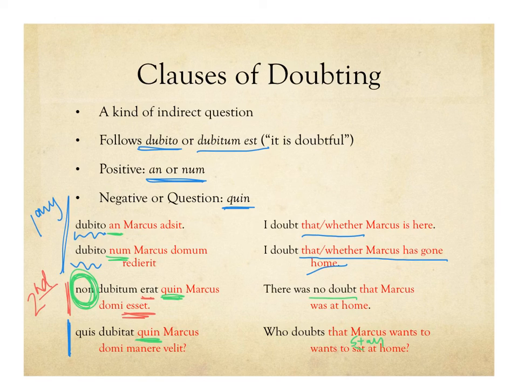Again, we're in primary sequence, and so our verb is in the present subjunctive, velit, but we're not going to translate it in a subjunctive way, right? All of these are translated as though they're in the indicative. The subjunctive idea really is that verb of doubting. I doubt, right? Which indicates that things are unsure, and so you can see why you would have a verb in the subjunctive.